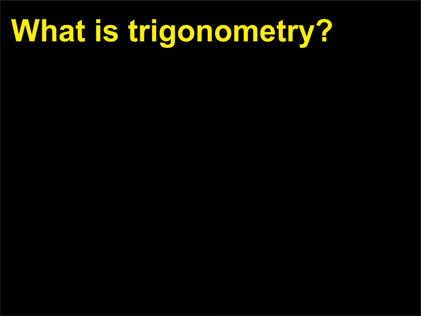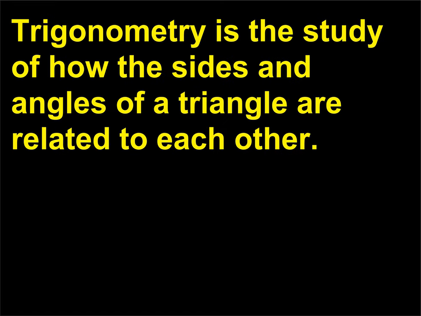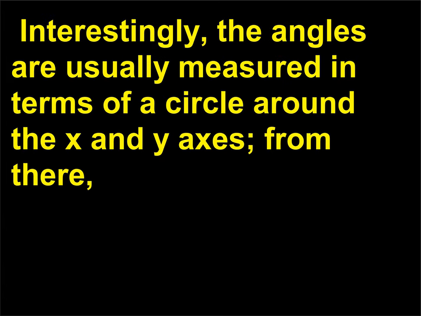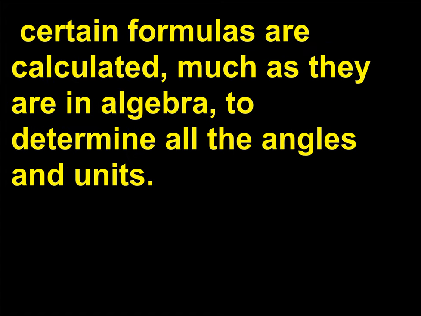What is trigonometry? Trigonometry is the study of how the sides and angles of a triangle are related to each other. Interestingly, the angles are usually measured in terms of a circle around the x and y axes. From there, certain formulas are calculated, much as they are in algebra, to determine all the angles and units.